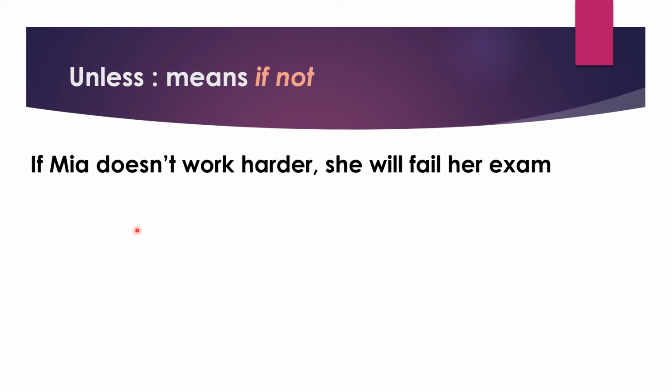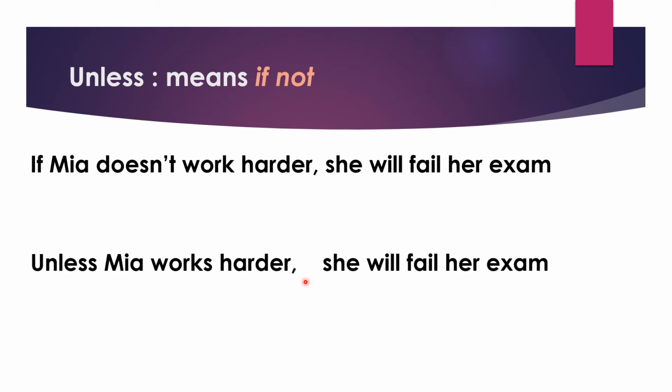We keep the subject Mia. We delete any negative form from the sentence. Here doesn't indicates a negative, so we delete it and put the verb. Why do we delete any negative? Because unless means if not, and it already gives us the negative meaning. It already gave me a negative meaning for the sentence, as we see here.